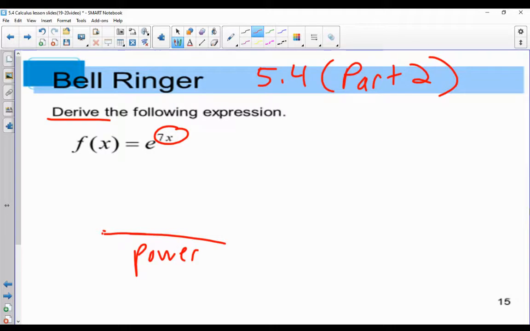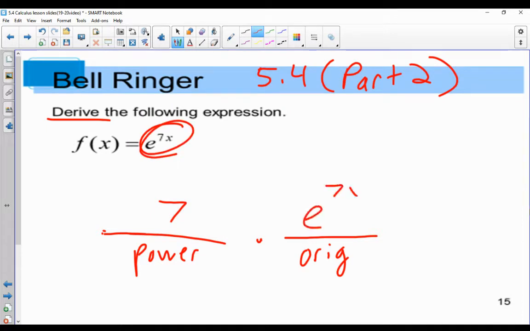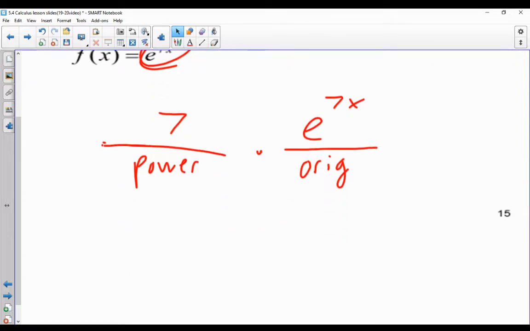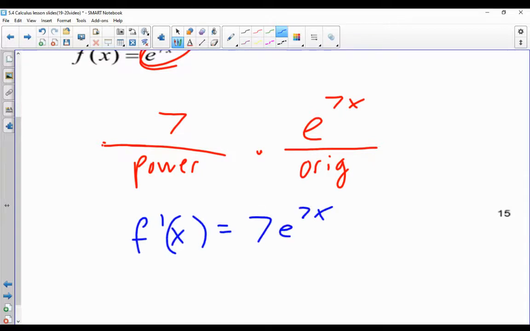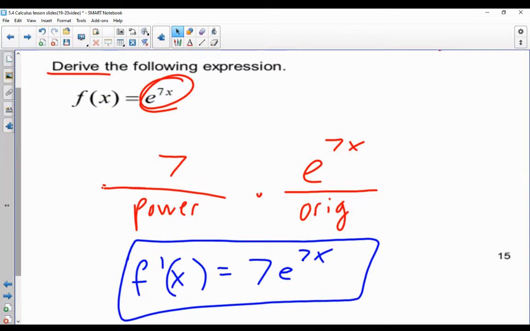So the power is 7x, the derivative of that is going to be 7. And then you're just going to multiply that by the original. And what I mean by the original is I'm talking about the entire original function. So in other words, take e to the 7x. That is the original. So there you go. You have your two parts. Take the power times the original, and you will get your first derivative, which will be 7e to the 7x.